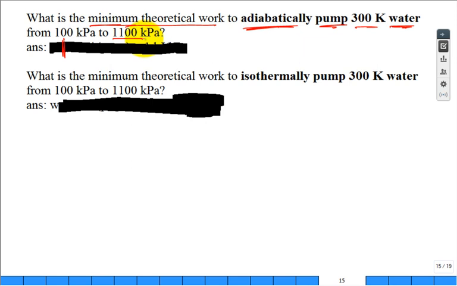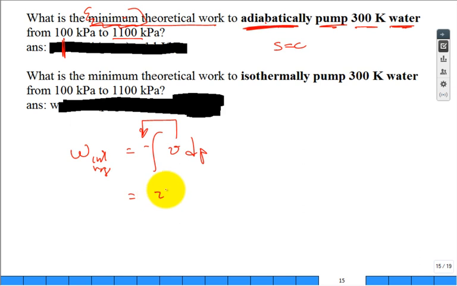Darn it. So we analyzed this before, and when you see the word minimum, you're thinking, hey, that's reversible, and it's adiabatic, so it's reversible adiabatic, it's isentropic. You can recall that the minimum internal work, lowercase w int rev, is equal to the minus integral v dp. Remember that equation? When the density or the specific volume of liquid water is constant, v comes outside, and you're going to have the final pressure minus the initial pressure.